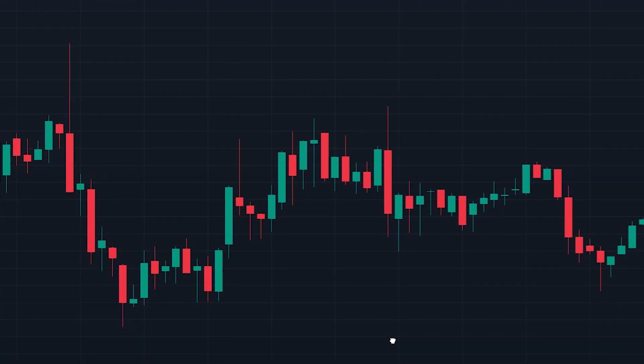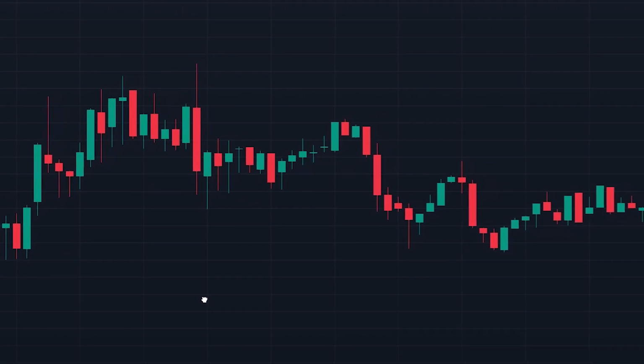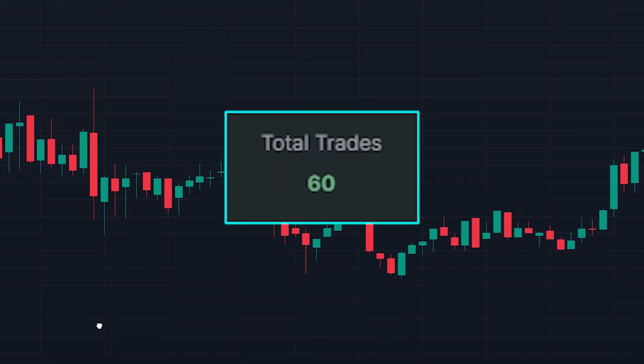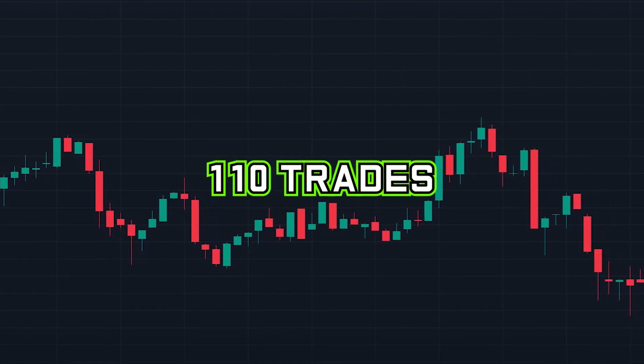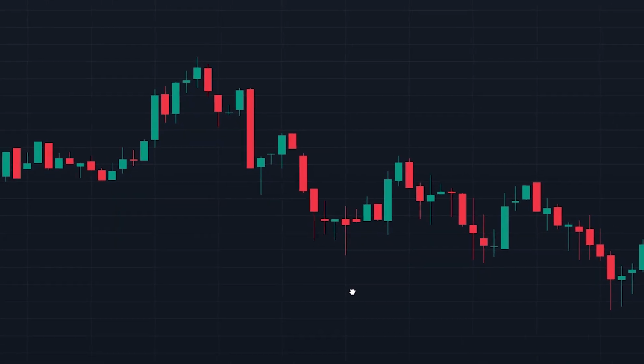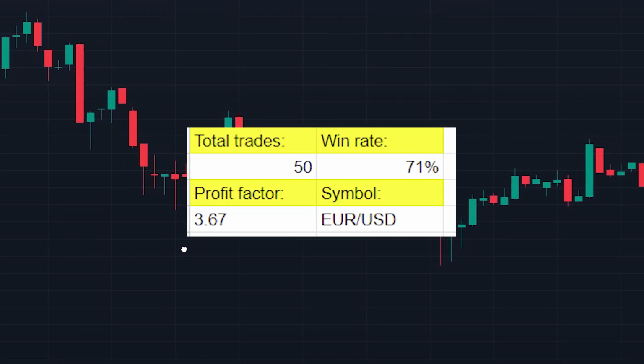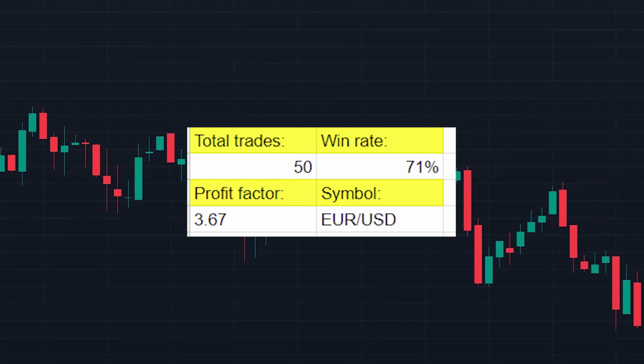With TradingView, we could quickly and easily backtest the strategy, and we ended up taking 60 trades, meaning that we had a total of 110 trades. On Euro USD, the strategy had a 71% win rate and a profit factor of 3.67.